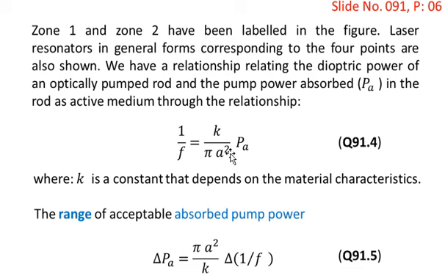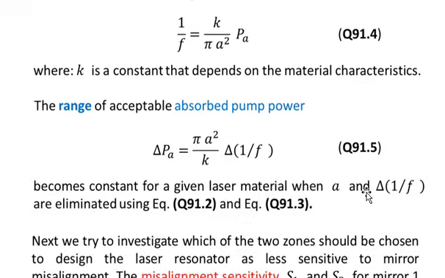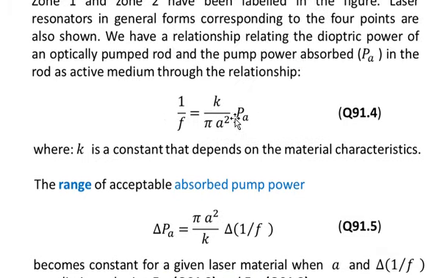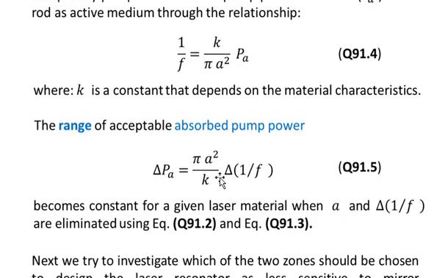It is not the wave number, so it is another constant which represents the material characteristics. The range of acceptable absorbed pump power: if you want to calculate the range, then you need to take delta PA in equation number 4, and on the left hand side you will take delta 1 over F. If you solve equation number 4 for delta PA, you have delta PA equal to pi A square over K multiplied by delta of 1 over F.